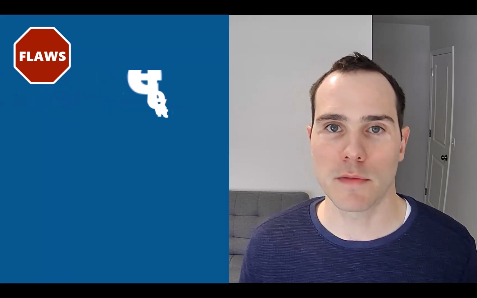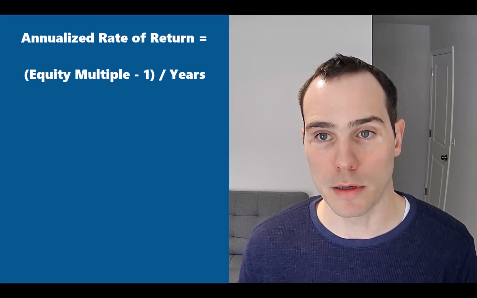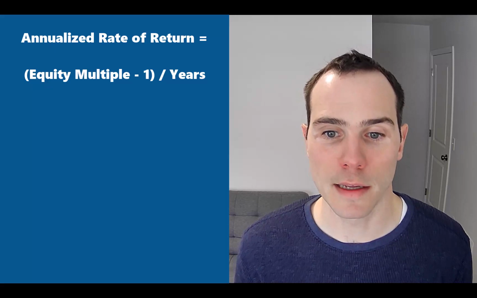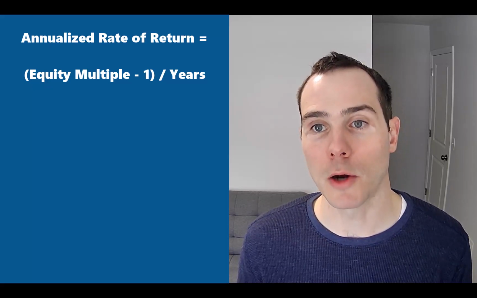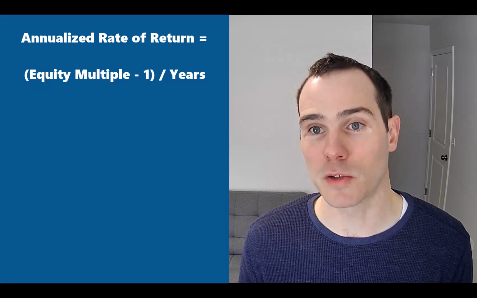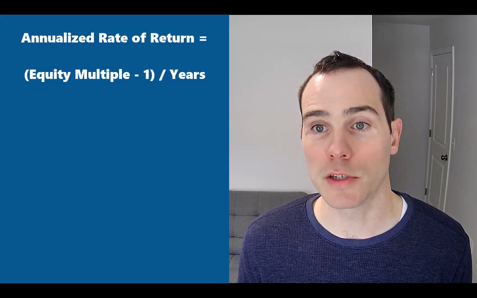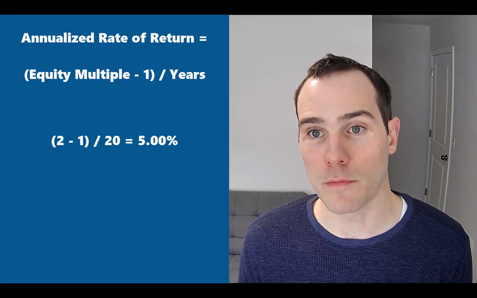Another added bonus of the equity multiple is it's very easy to convert to an annualized rate of return. To do that, you just take the equity multiple minus 1 and divide it by the number of years you held the investment. This can help give some clarity to the question of timing. If we go back and revisit our 2x equity multiple scenario that took 20 years to accomplish, if we convert it to an annualized rate of return, you can see that really the annualized return was only 5%.